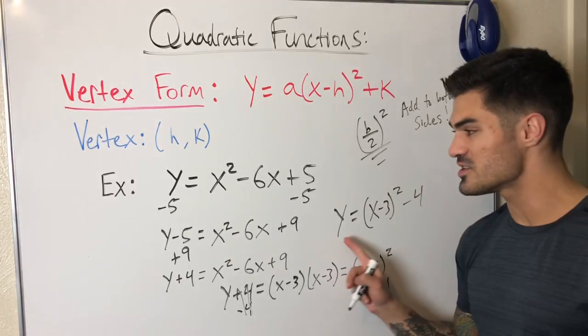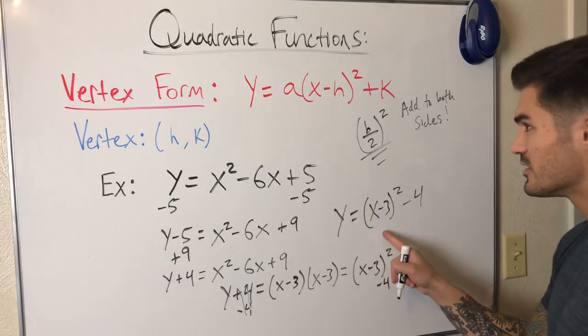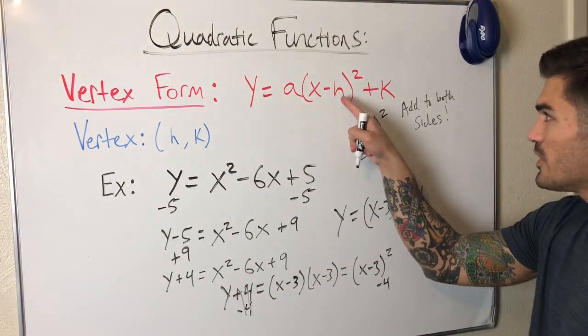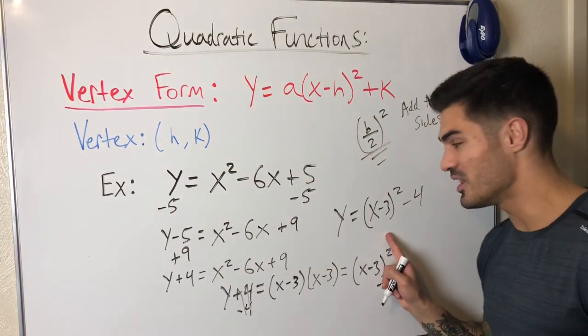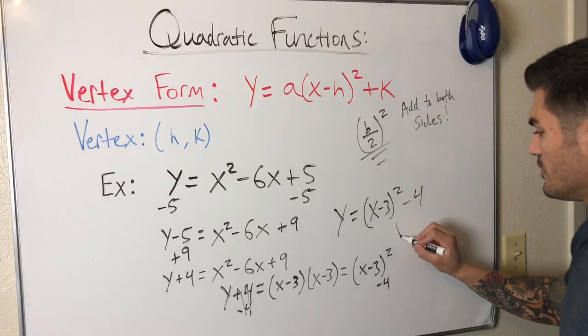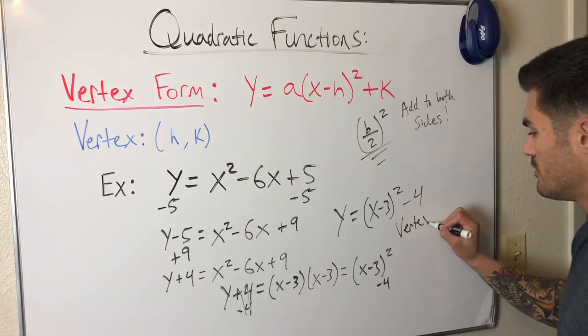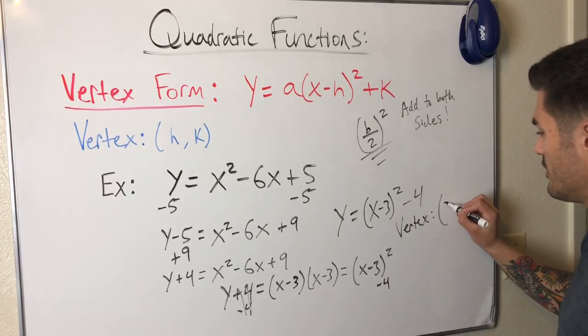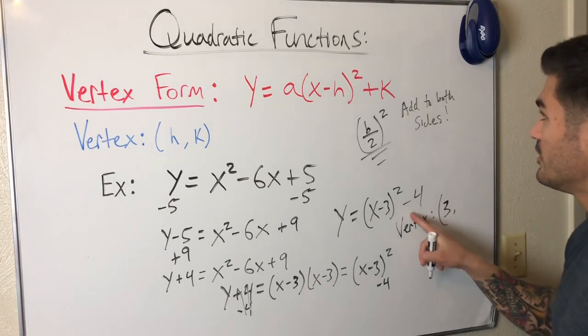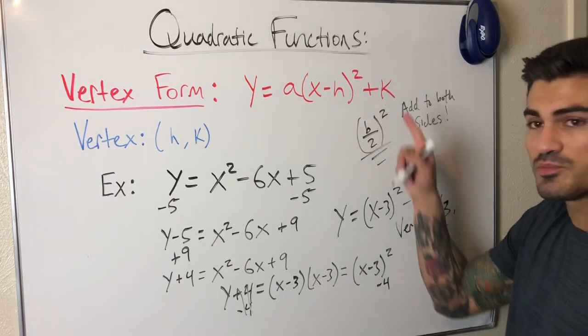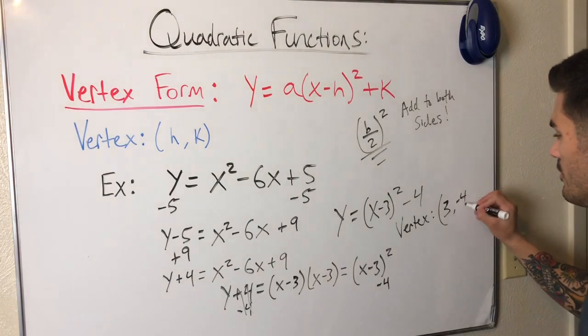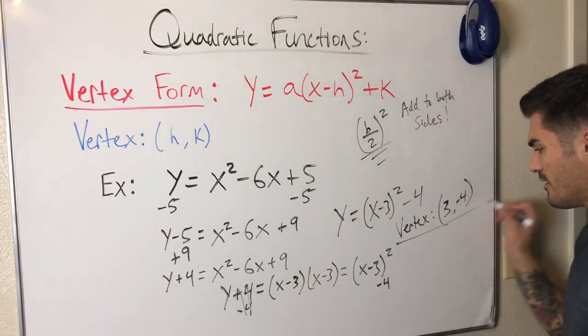So what is the vertex of this quadratic? Let's look. H, and since we have minus h, my h is 3, not negative 3, right? So the vertex is what? 3 comma negative 4. This is plus k, negative 4. Hopefully y'all can see that.